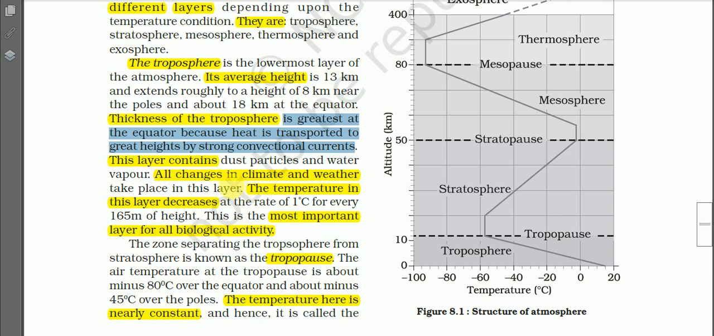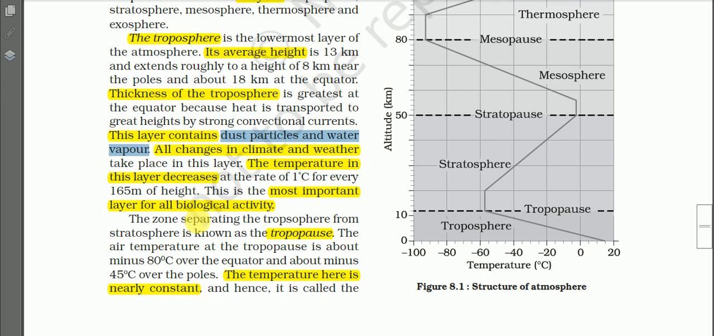And this layer, troposphere, contains dust particles and water vapor. Most of the dust particles and water vapor are present in this layer. Maximum concentration is found in this layer. All changes in the climate and weather take place in this layer. Cloud formation, fog formation, rainfall, snowfall, wind, everything. Almost all the weather phenomena occur in this layer, that is the troposphere.